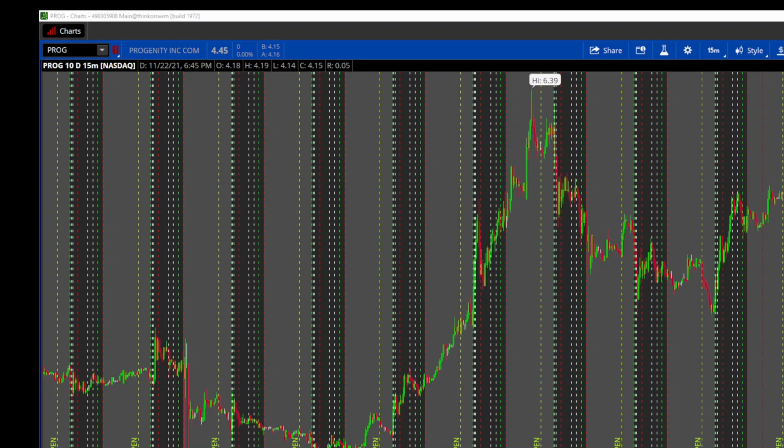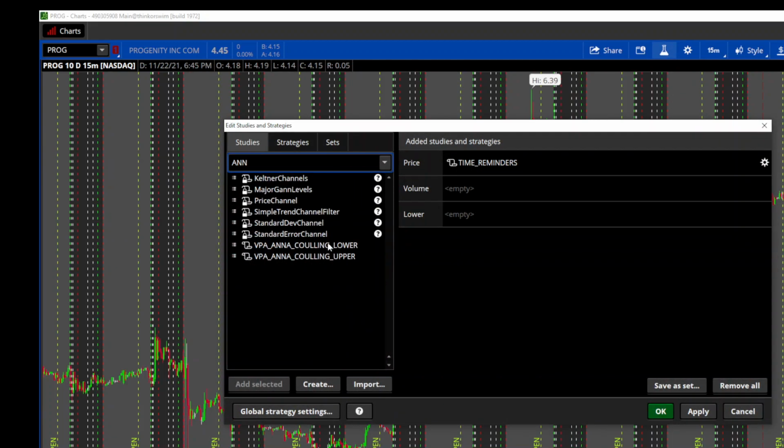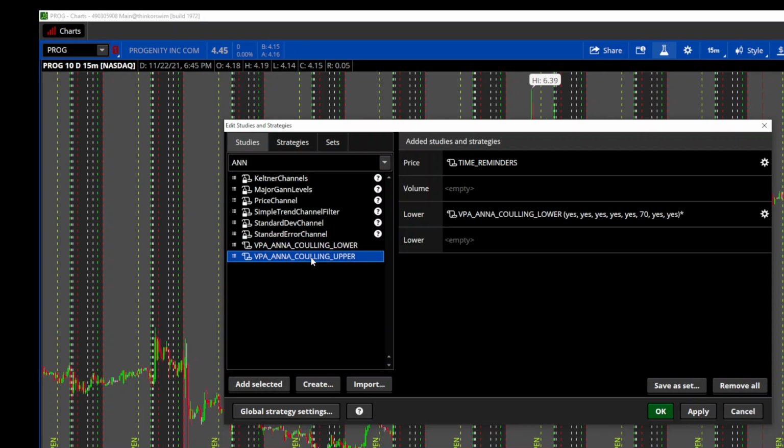Today I'll be introducing you to the VPA Irregular Bodies indicator. It's from Anna Coulling's book, Volume Price Analysis. Let me put the indicator on here and then I'll start explaining everything. There's going to be a package of two, so you have the lower one and the upper one.